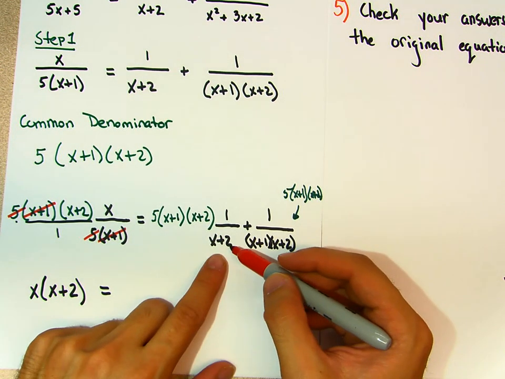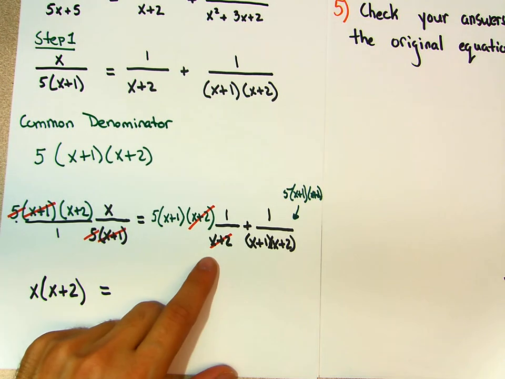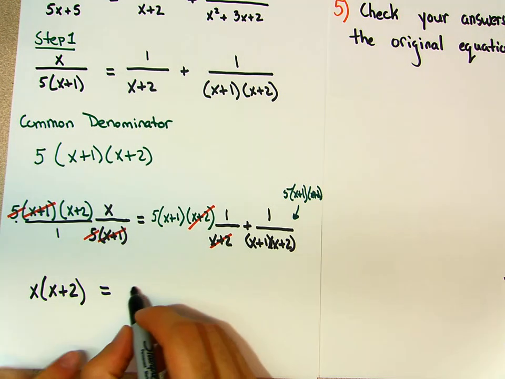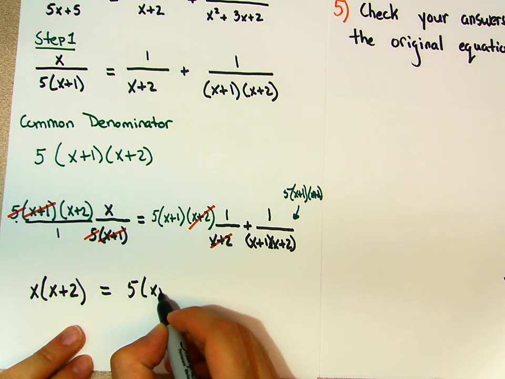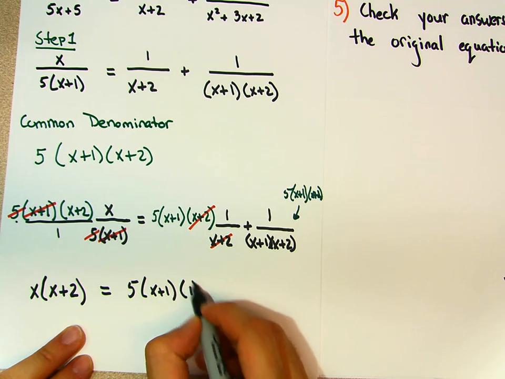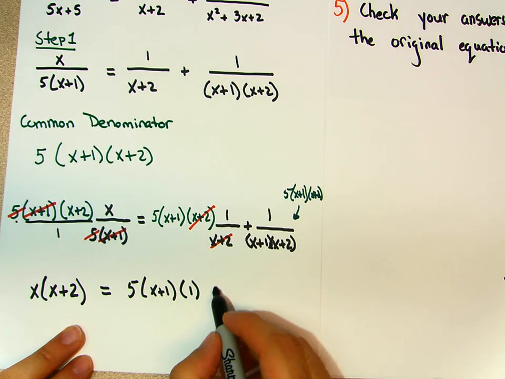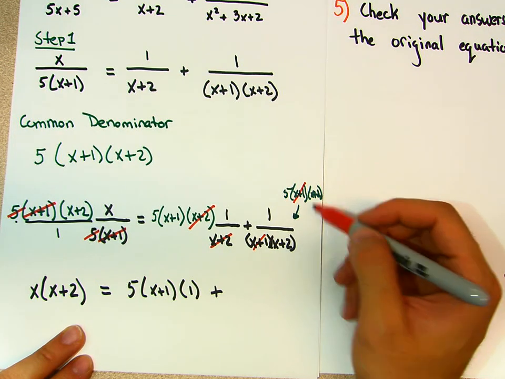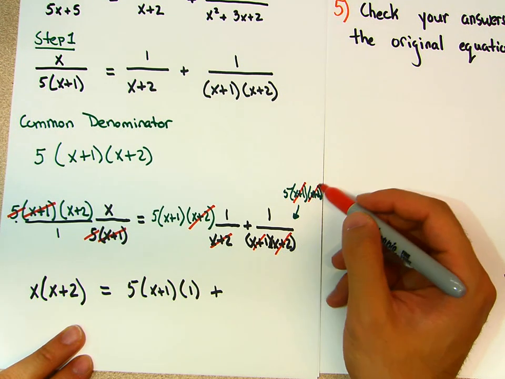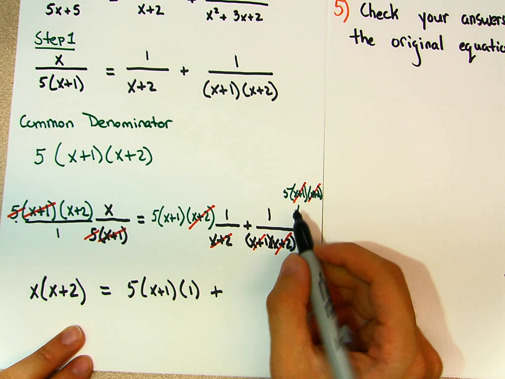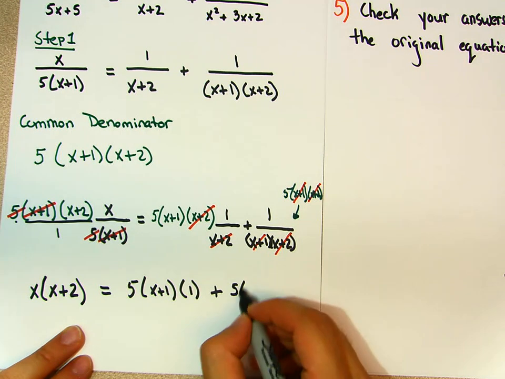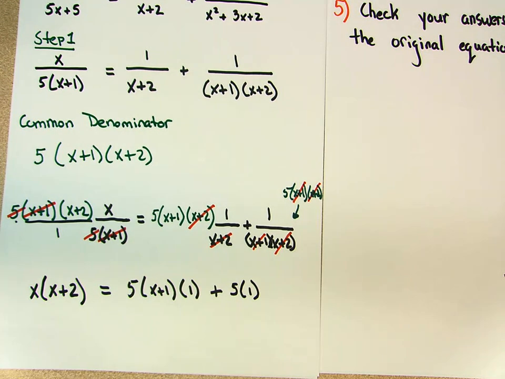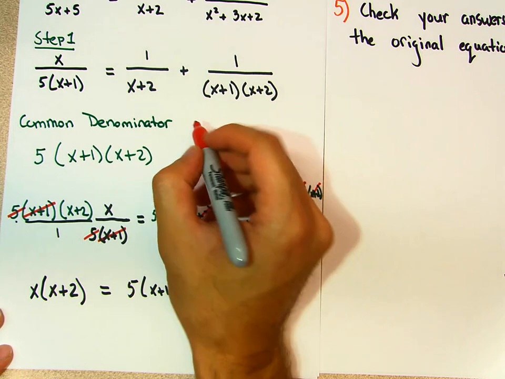This has x plus 2, right? So this cancels and this cancels. So now I have 5 times x plus 1 times 1 on top here, plus, let's look at this. This x plus 1 and x plus 1 cancel. This x plus 2 and x plus 2 cancel. So what am I left with? 5 times 1. Okay, this was all of step 2.